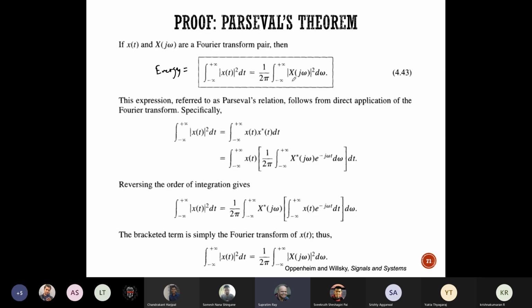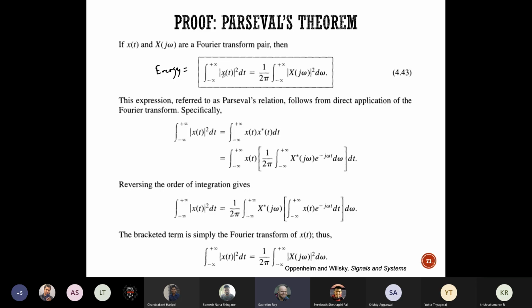X(j omega) is the Fourier transform. It's continuous in the frequency domain. And you take the mod and square it and integrate over frequency. And these two are related. This is Parseval's theorem. It says that the energy can be either represented, integrated over time or over frequency. They're equivalent. And how do I prove it?